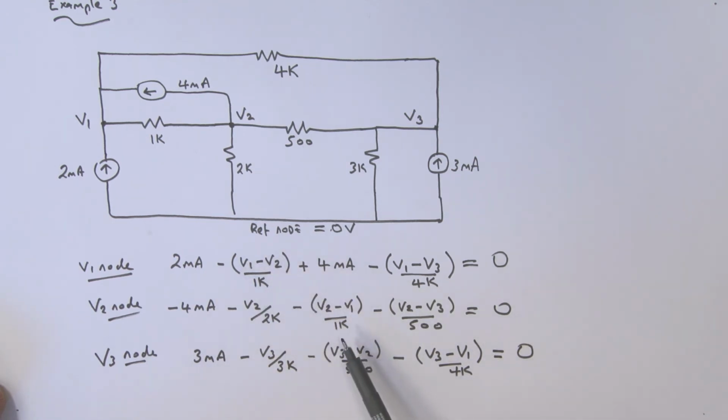If you wanted to solve this, then you'd collect your terms together, you'd end up with 3 simultaneous equations, and you could solve for V1, V2, and V3. Look, I'm not going to do that here. I'll let you go ahead and do that if you so choose.